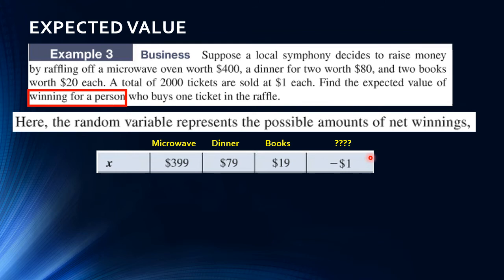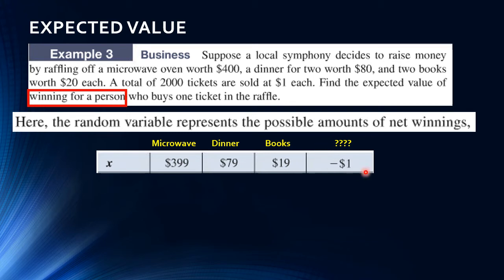Now, how do we figure out the probability for winning the microwave? Well, how many microwaves are there? 1. How many tickets are sold? 2,000. There's one winning microwave ticket for 2,000, so it's 1 over 2,000. What about the dinner? Again, we have one dinner for two. Don't be confused. It's a dinner for two. So we have one winning raffle ticket out of 2,000. What about two books? Well, here we have two winning tickets because we're giving away two different books out of 2,000.